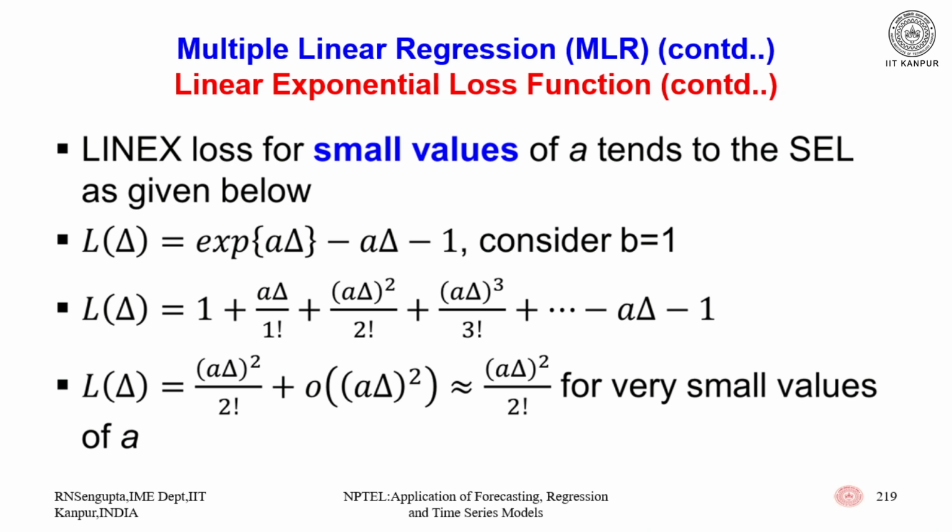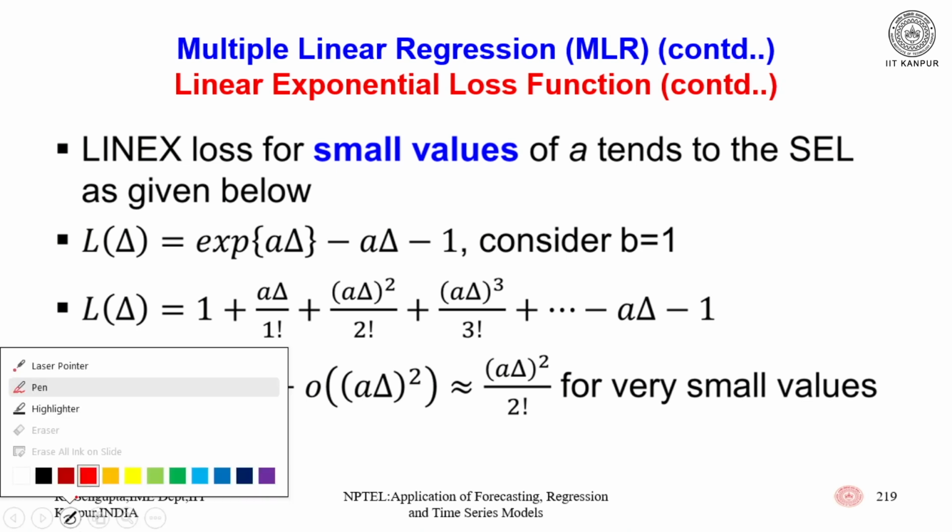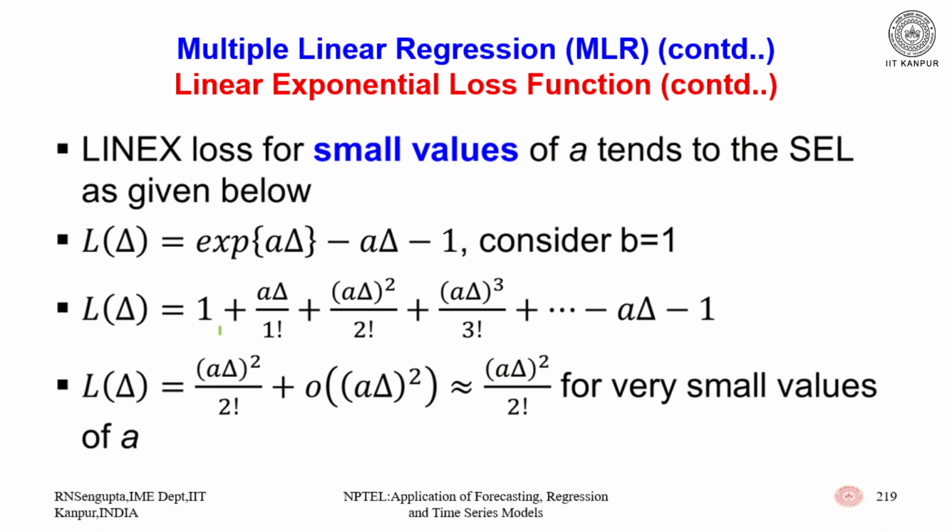If you expand it for very small values of delta, using the expansion of the exponential series, it becomes 1 plus a delta by 1 factorial plus a delta whole square by factorial 2 and goes on till infinity. Now, if delta is very small, then the cubic terms and higher terms can be neglected. Not the square, I won't neglect the square, sorry for that.